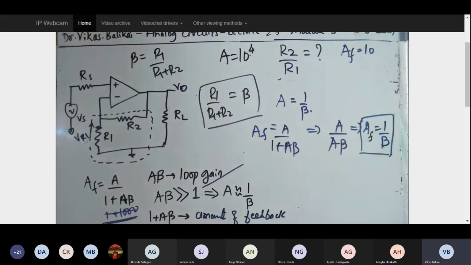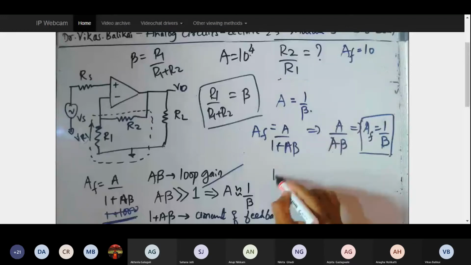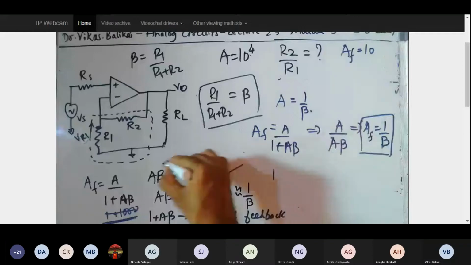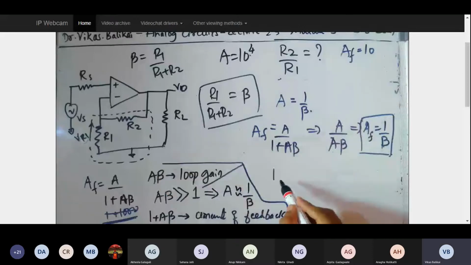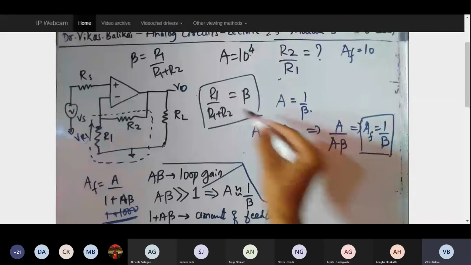So in that scenario, what is the AF value he has given? Reply me. What is AF? 10. 10 is equal to 1 upon beta. So beta is R1 divided by R1 plus R2. So the inverse is R1 plus R2 divided by R1.